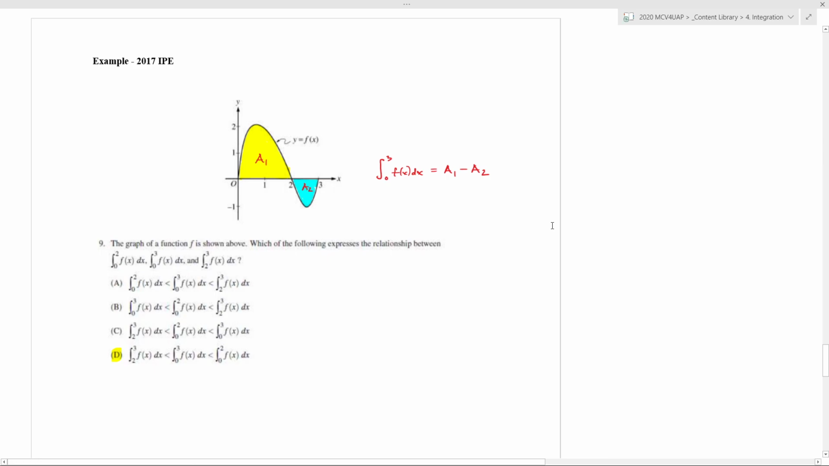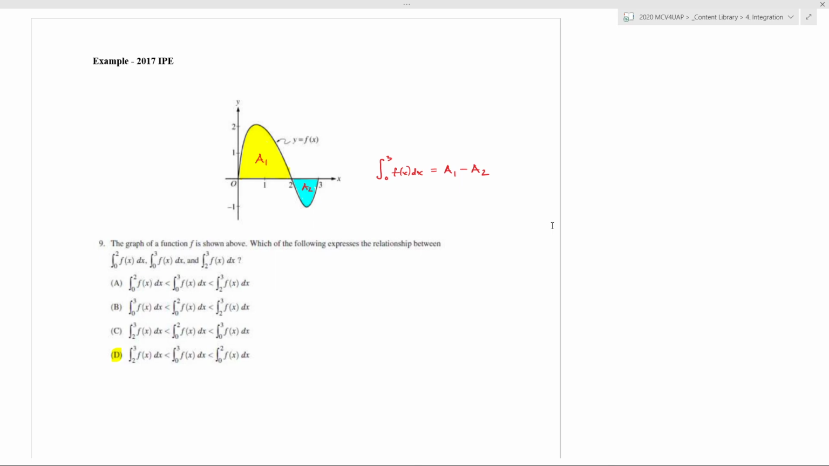So, this one here, number 9, you're given the graph and you're being asked to express the relationship between those three integrals. The integral from 0 to 2, which is really just the yellow highlighted region there. The integral from 0 to 3, which would be the yellow region subtracted the blue region. And then the integral from 2 to 3 is just the blue area that I've highlighted there.